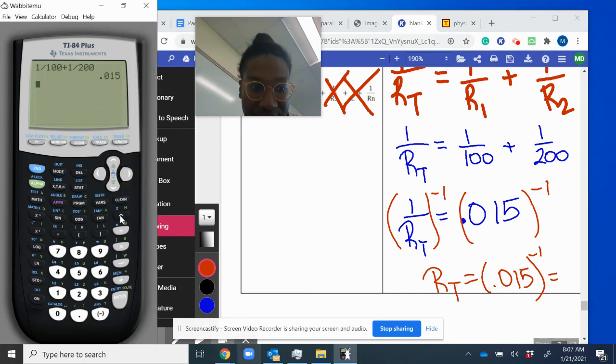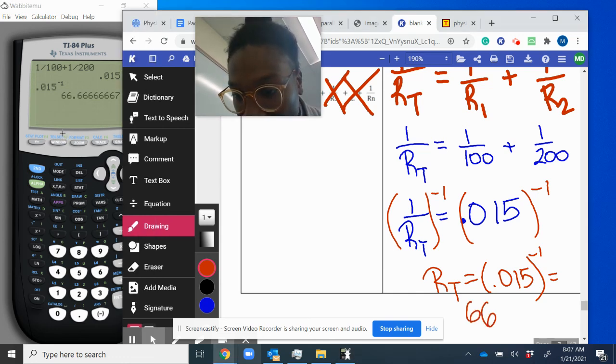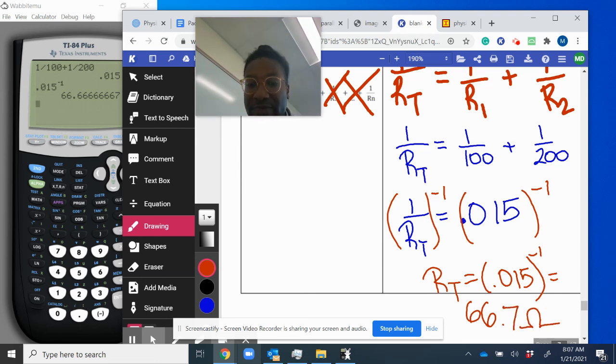Now let me put 0.015 caret negative one. That's my new resistance. There goes my answer. There goes my resistance total.